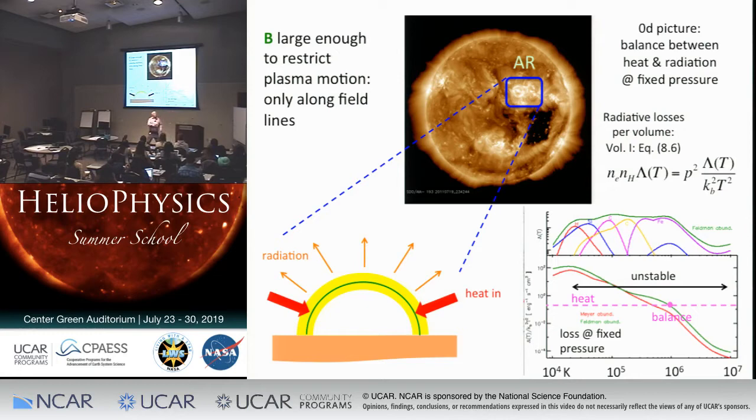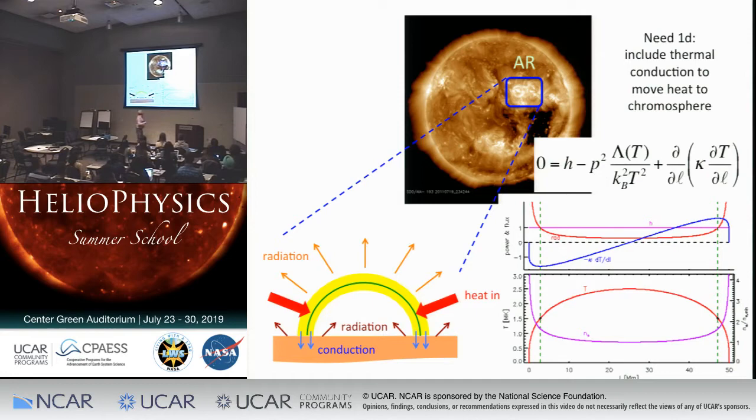The curve looks very different there. Radiative physics looks very different there. So there just is a rule that plasma doesn't want to be at those temperatures. What you have to do is add one other factor in here, and that's thermal conduction. The heat wants to go from high temperatures to low temperatures. You need a one-dimensional model.